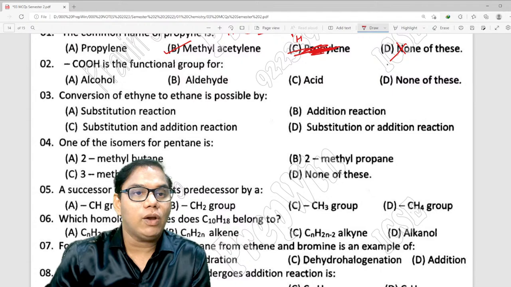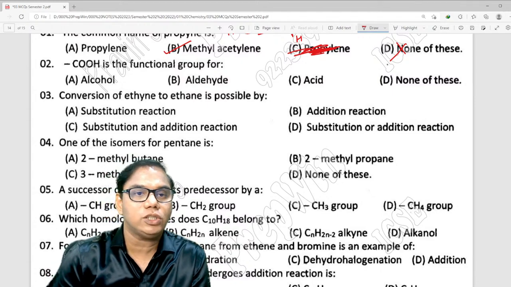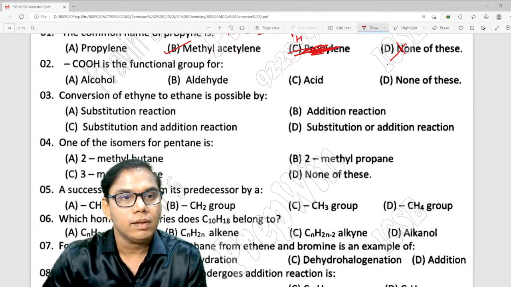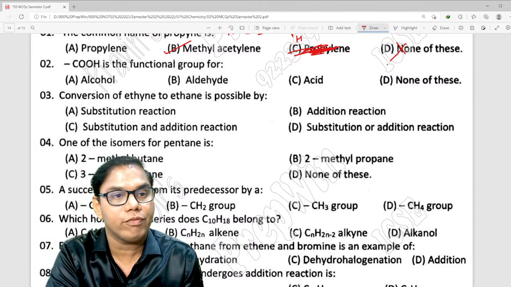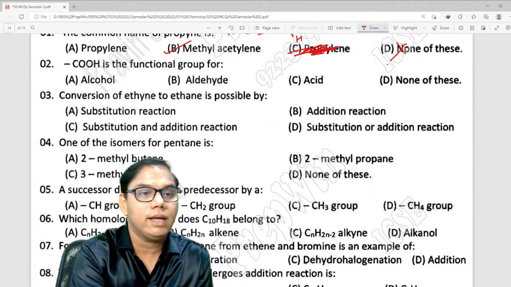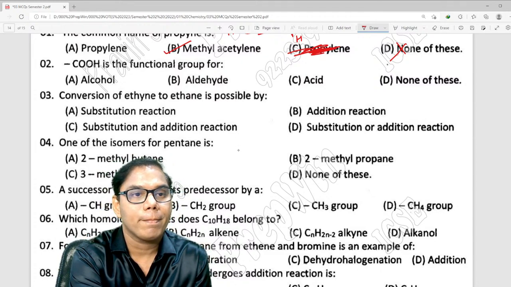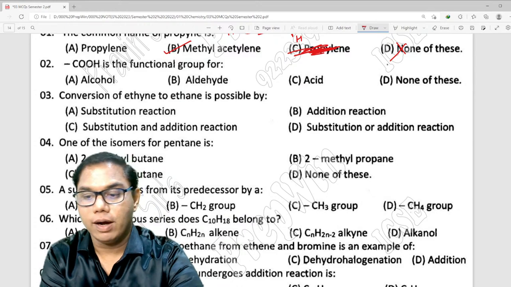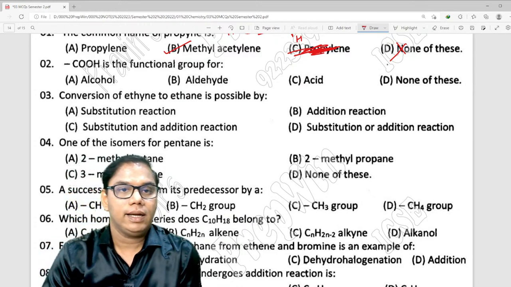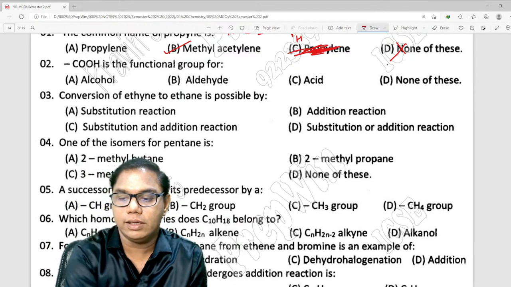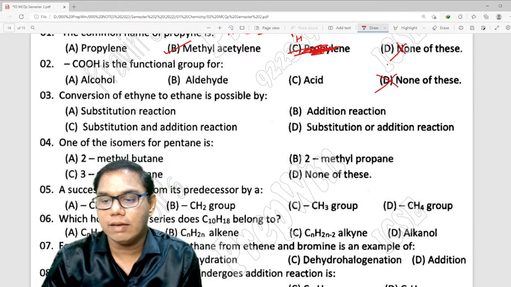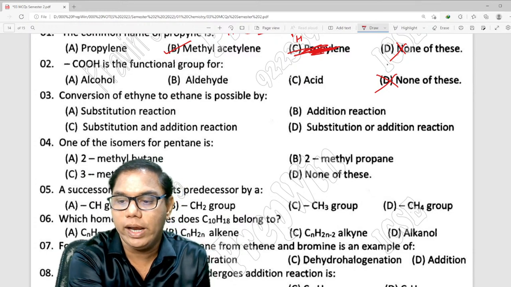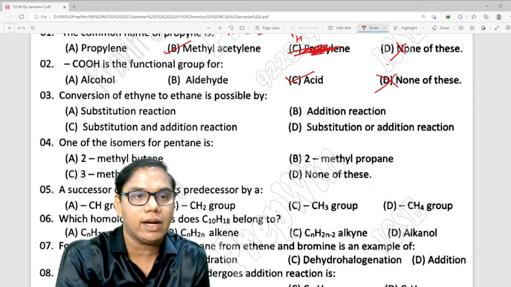Chalo, COOH is a functional group of what? This should be a cakewalk for all of you. What is the common name for COOH? What is the functional group? Second ka answer I am waiting for. Is it acid, aldehyde, alcohol, or none of these? Write the question number and your answer. This is carboxylic acid, suffix is oic acid. So the second one is acid.